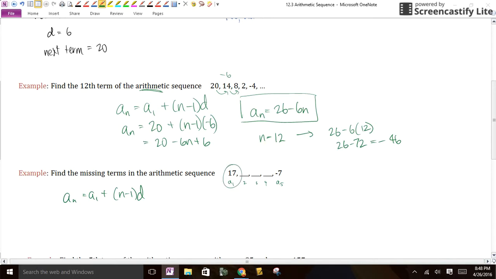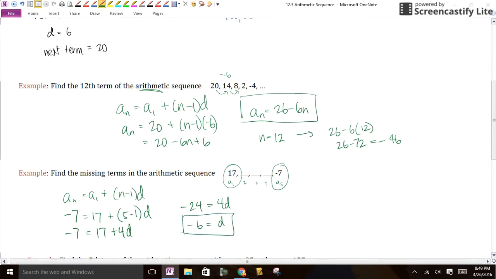I know the first term is 17, and I know the fifth term is -7. So that means when you plug a 5 in for n, you get the fifth term, which in our case is -7. That's a little tricky there. But what is that? That's -7 equals 17 plus 4d. And now I can move the 17 over and get -24 equals 4d. And then divide by 4, and I get -6. So they are subtracting 6 every time.